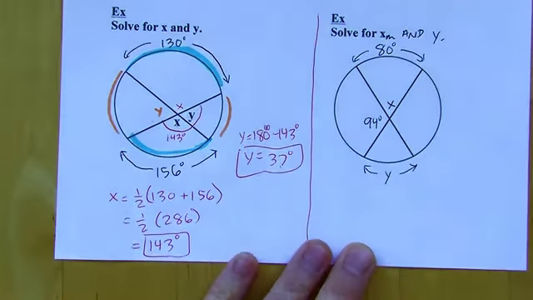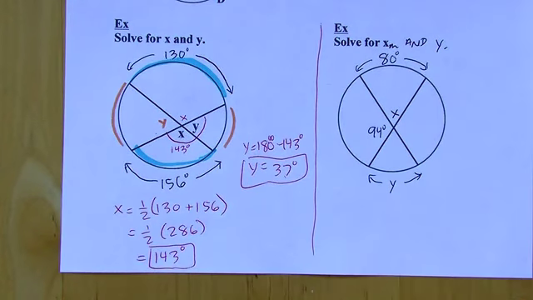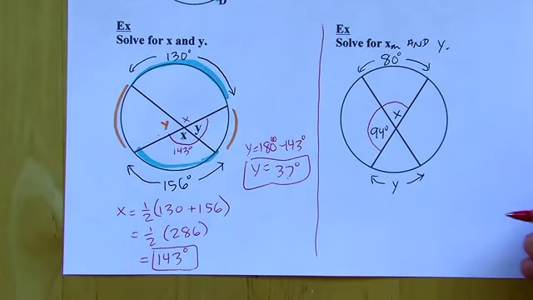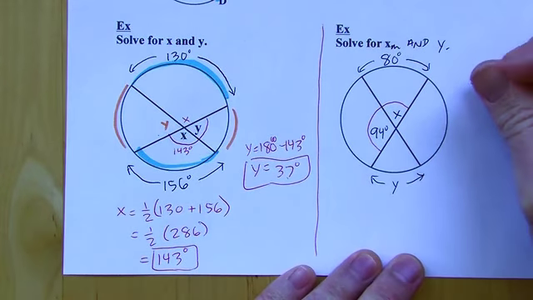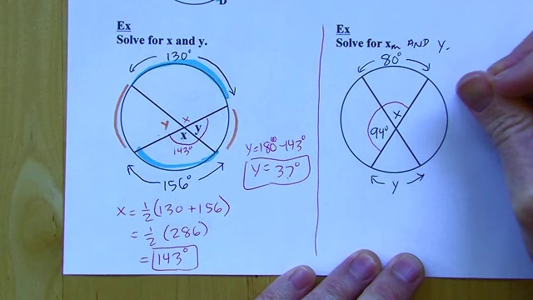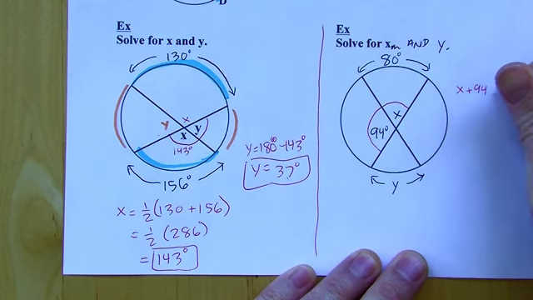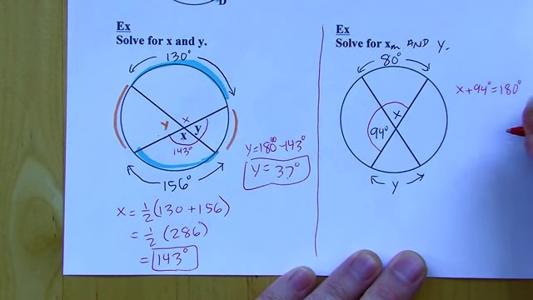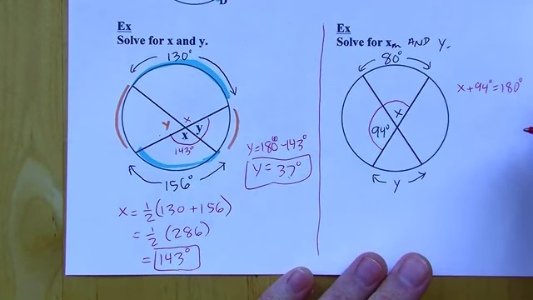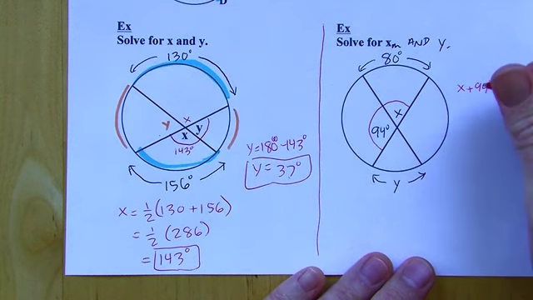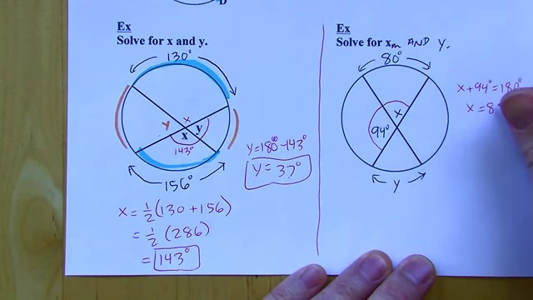Okay, so why don't you give that one a shot? You can pause the video, and I'm going to work through it now. So, yeah, I can find x very quickly without this new theorem at all, because I know x and 94 form a straight line, so they're a linear pair, and that means they are supplementary. So I just have to subtract 94 from both sides, and I'm going to get 86 degrees for x.